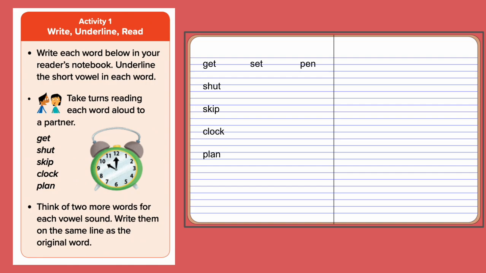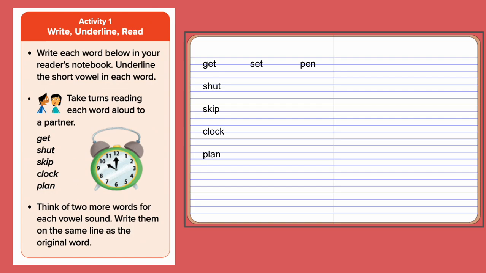Then it says, think of 2 more words for each vowel sound. Write them on the same line as the original word. So get has a short E sound. I added 2 more words that have a short E sound in the same row as the word get. So I have set and pen.